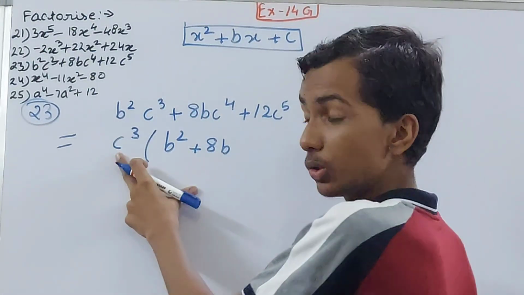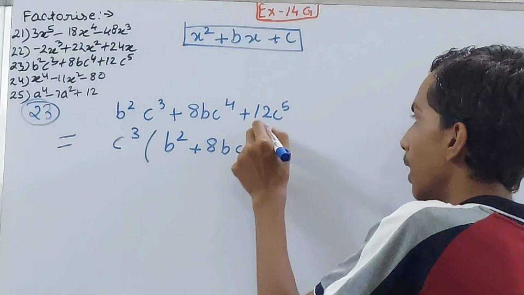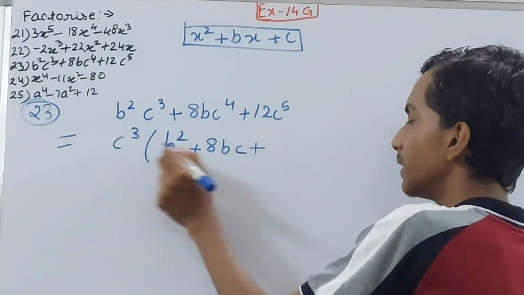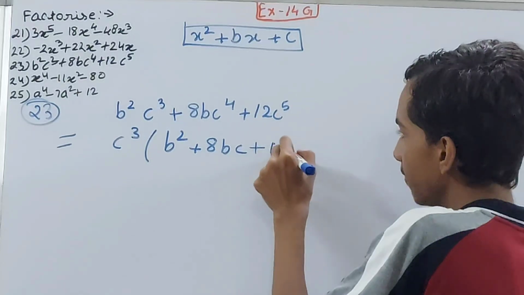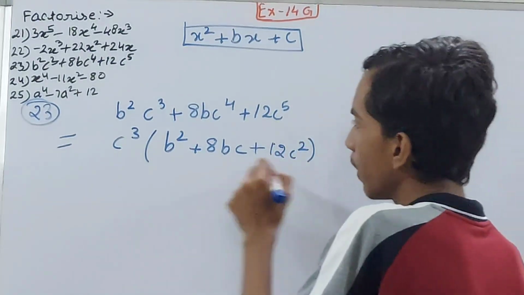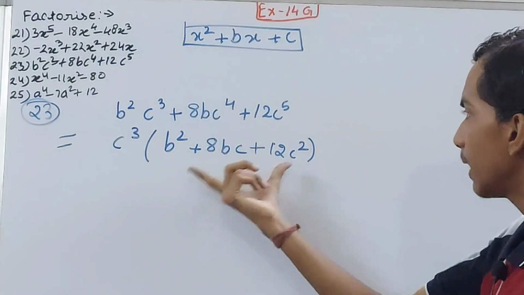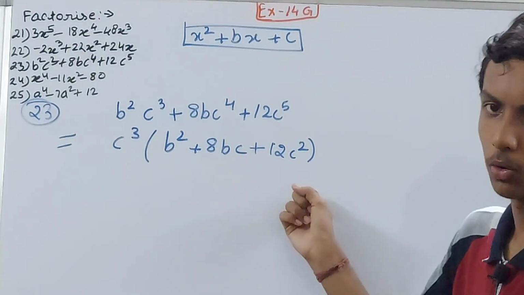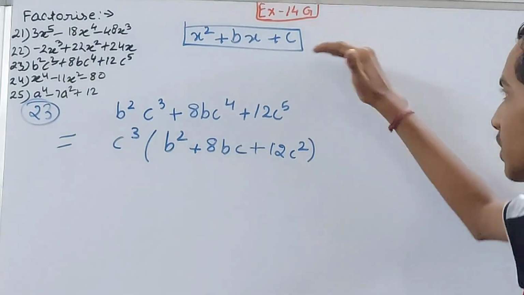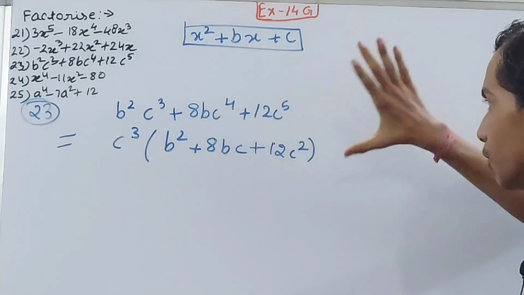and c to power 3, 4 minus 3, that is c, 8bc, and plus c to power 5 and c cube. So c to power 5 minus 3, so 12 c square. Okay, don't get stuck at this c square, right? It is still a quadratic expression only because the degree is 2 only, right? So we can factorize it using the same rule even if the form isn't still matching, as you can see here, but don't worry about that.